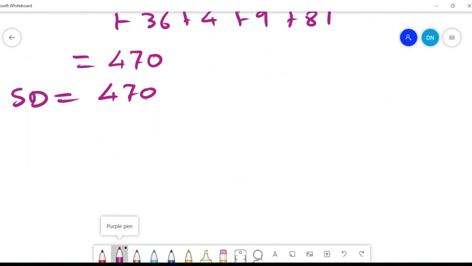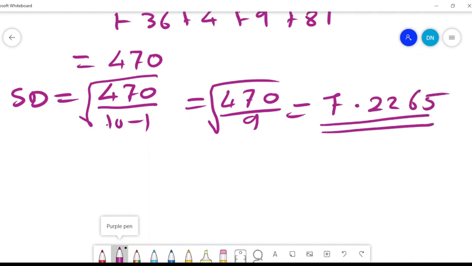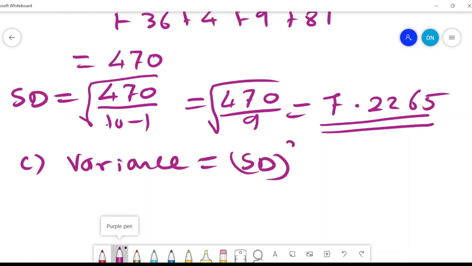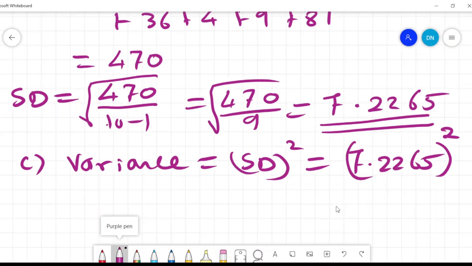The standard deviation is given by 470 divided by 10 minus 1, and then we get the square root, which is 470 divided by 9, the square root of that, and the standard deviation is 7.2265. So those are the deviations that we move away from the mean value. And then the variance is the standard deviation squared, which will be 7.2265 squared, and that will give us the variance for that problem that we have.